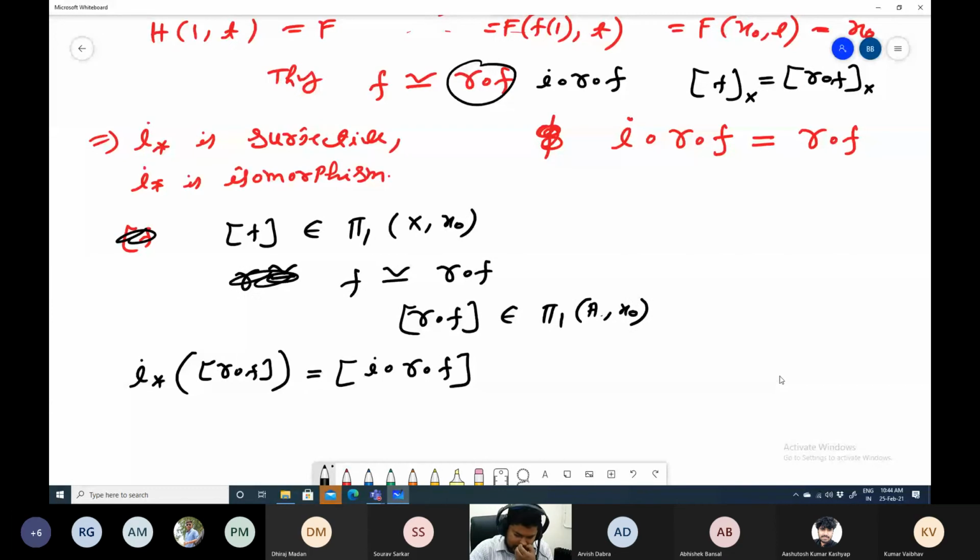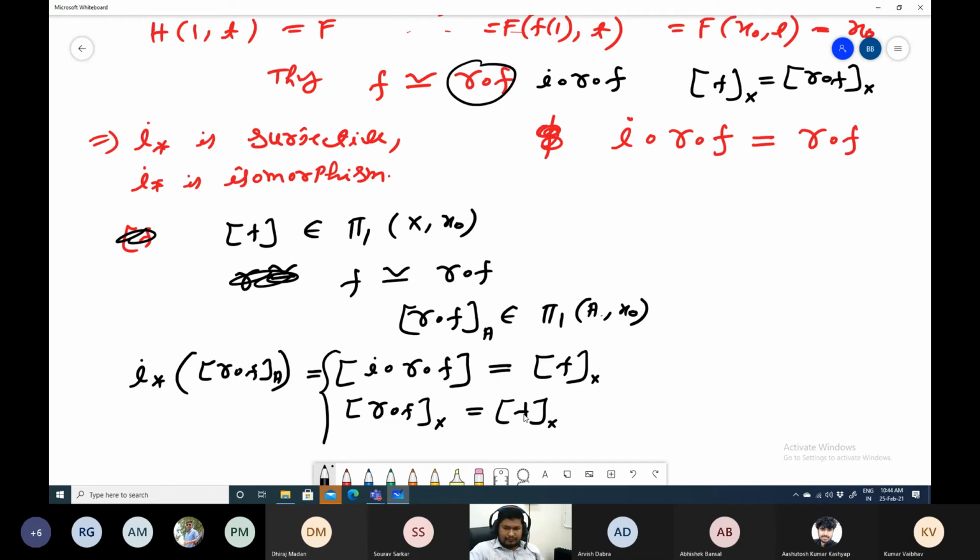Now if we take this, now this is X. Now i star, now this is A. Now this A is equal to this, and that was actually my homotopy class of F. Or we can write that this is the same as R compose F, homotopy class in X, and that is homotopic to F. So what we actually proved here.